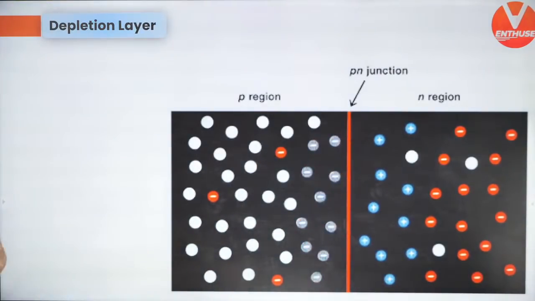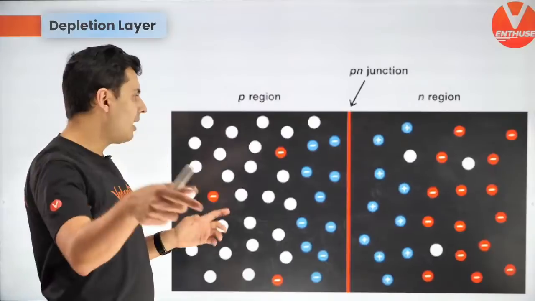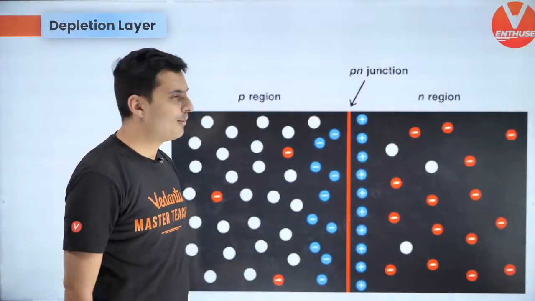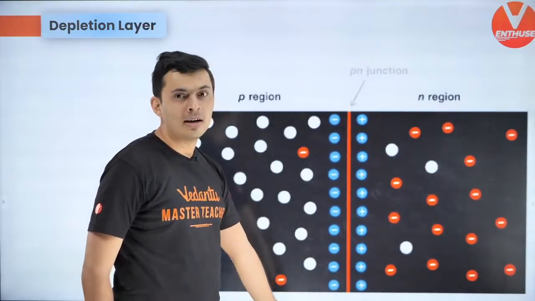Yeah. Very good. Excellent. Now, once you get positive and negative charge, now there comes a problem. They will form a barrier.